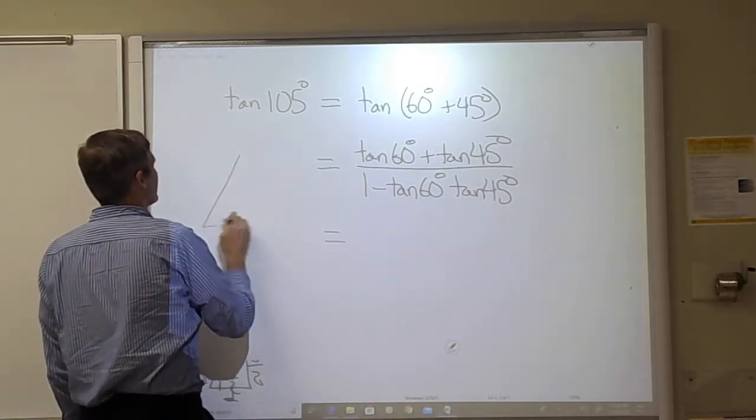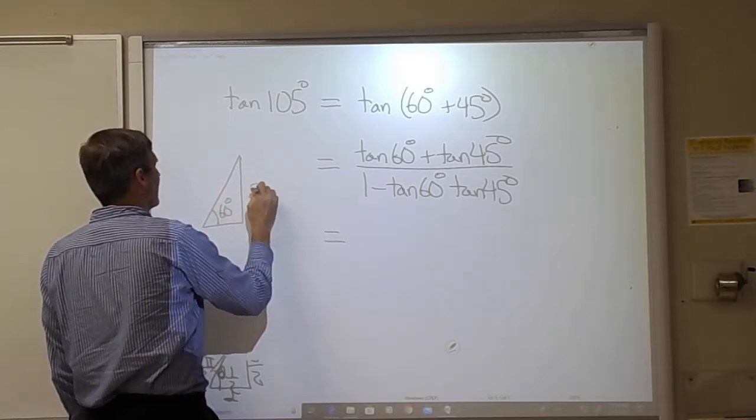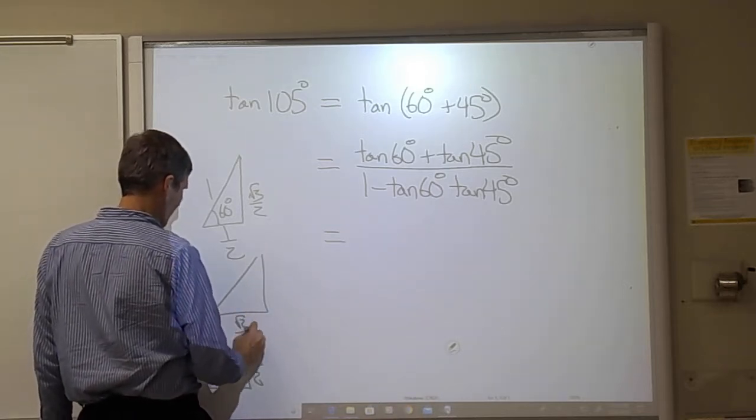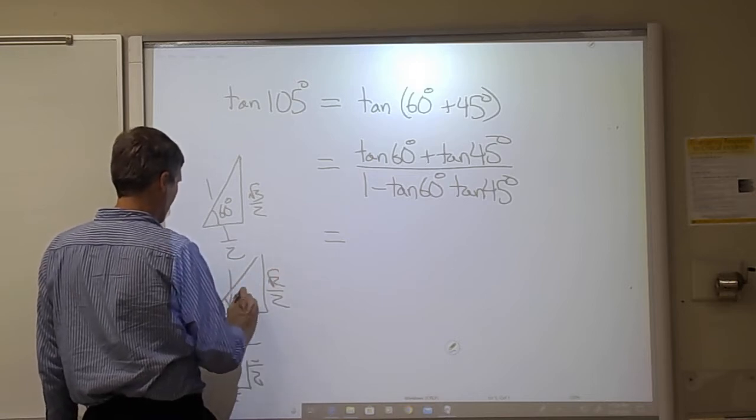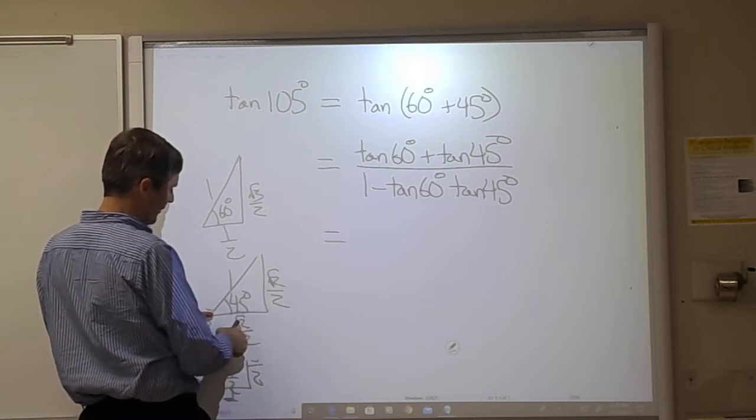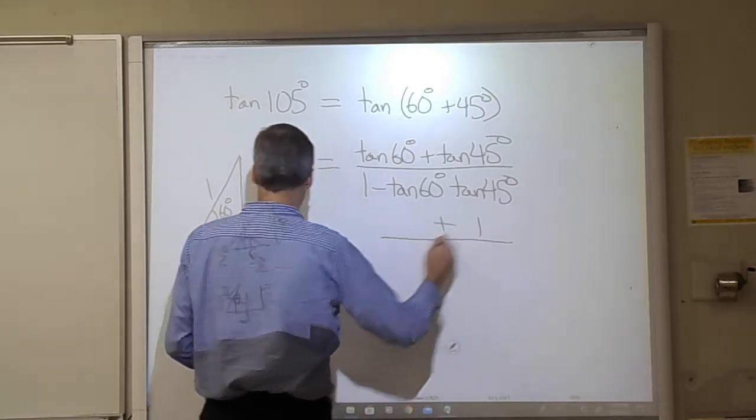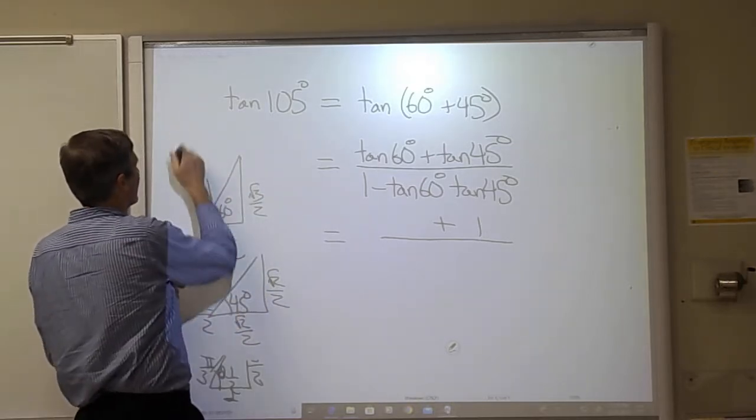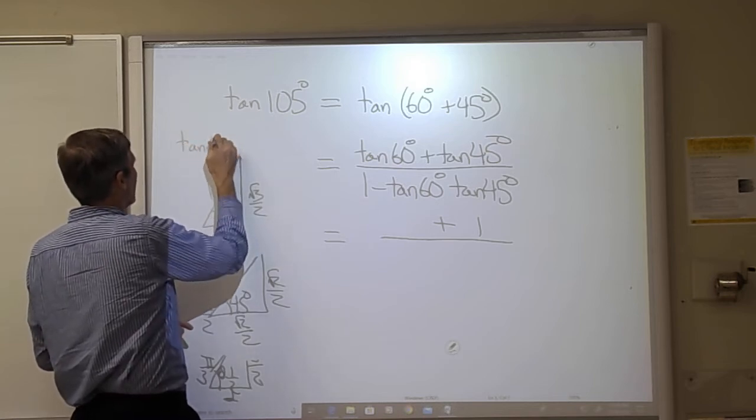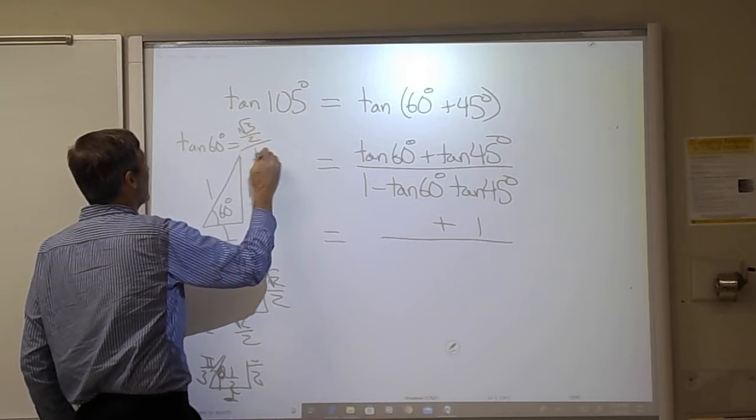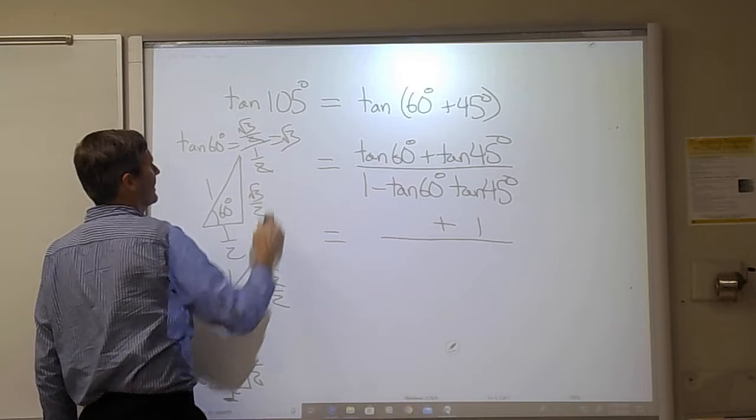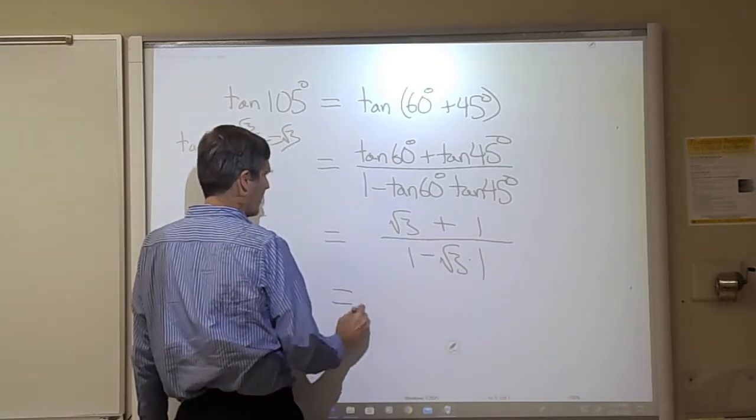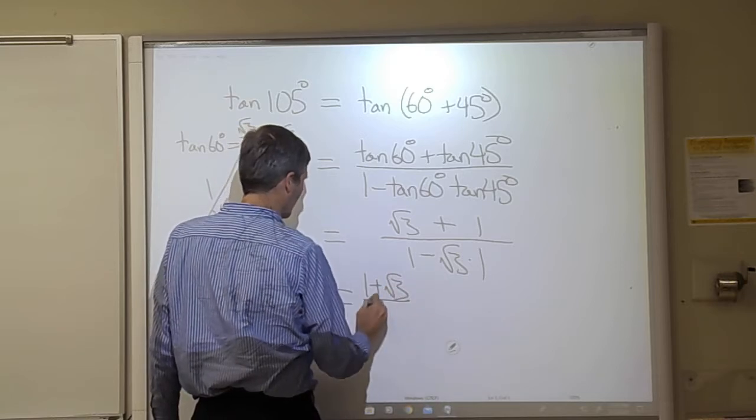Now, again, if we have these special triangles, here's the 60-degree angle, and here's the 45-degree angle. Tangent 45 degrees is opposite over adjacent, which is 1. Tangent of 60 degrees is opposite over adjacent, which is square root 3 over 2 over 1/2. The 2's both being denominators cancel, and we just get square root 3. So this is square root 3 plus 1 over 1 minus square root 3 times 1. This quotient is 1 plus square root 3 over 1 minus square root 3.